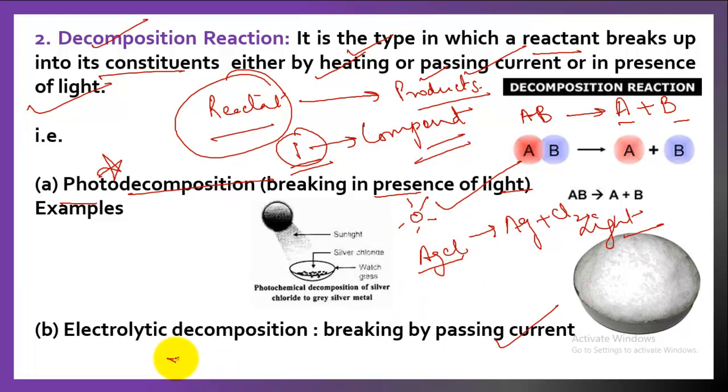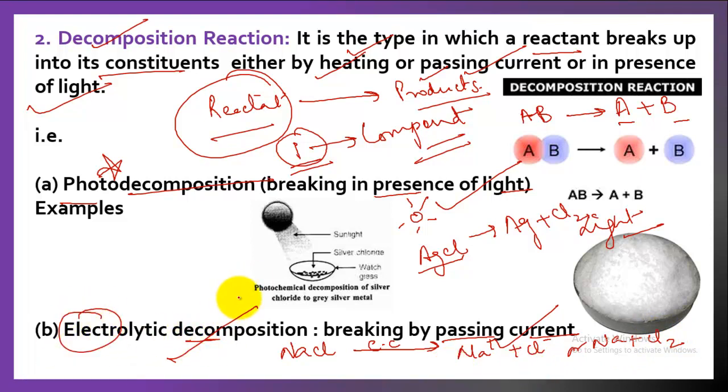Likewise, it can be electrolytic decomposition, that is the breaking of the reactant or a compound into its constituents by passing current. For example, if I have sodium chloride, that is NaCl, and we pass electric current through it, it breaks up into its respective ions, or we can write it as Na plus Cl2. So this is electrolytic decomposition, that is the decomposition on passing electric current.